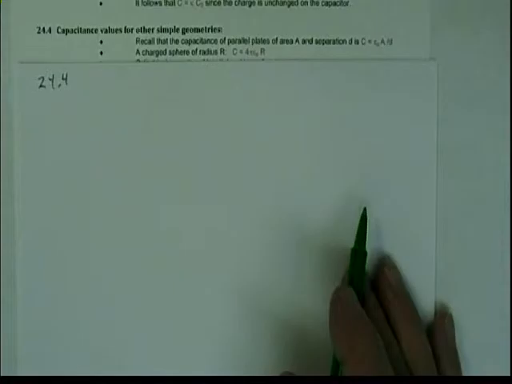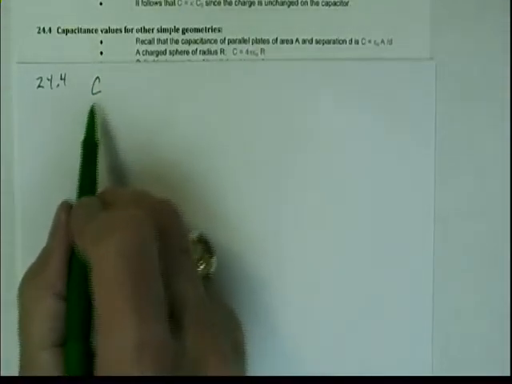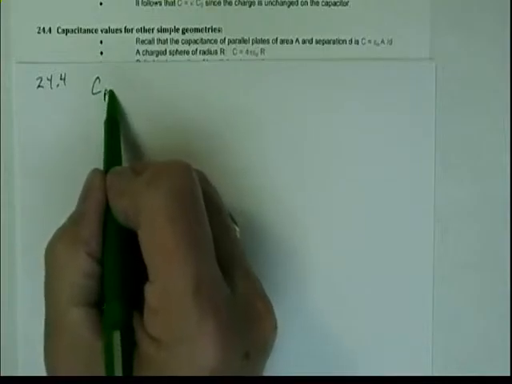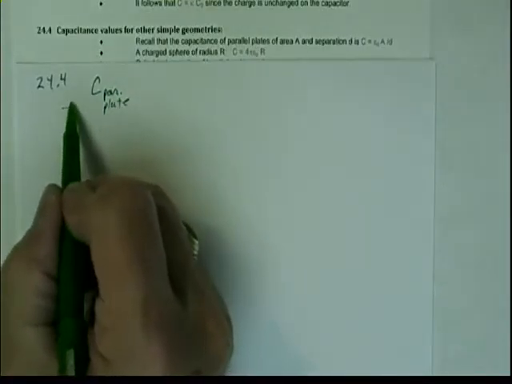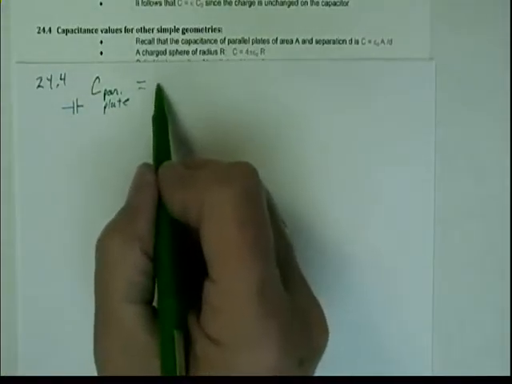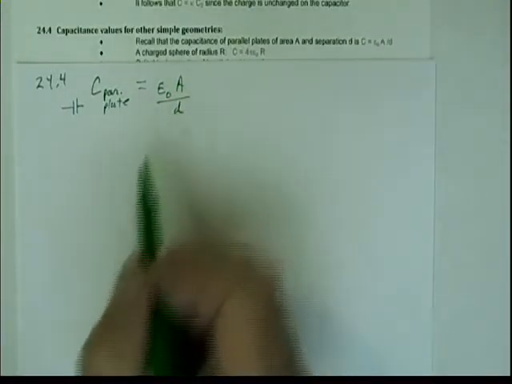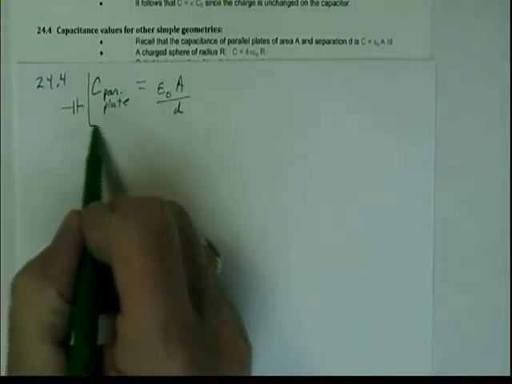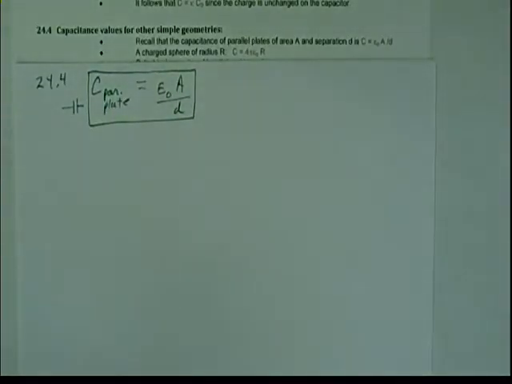Here, we'll just give the formulas to show the difference between these. C for a parallel plate, often written this way, is given by, as you know, epsilon naught times A divided by D. This is the formula we just have been working with in the previous module.